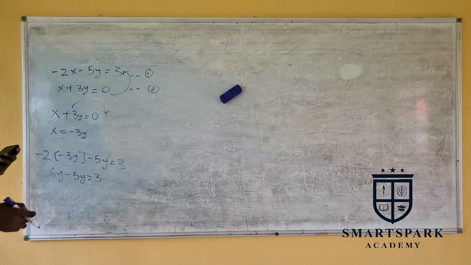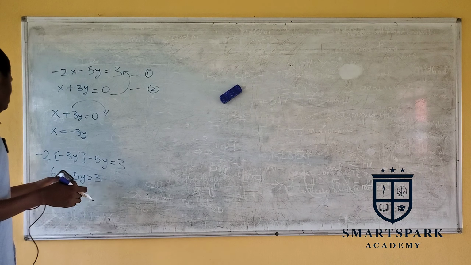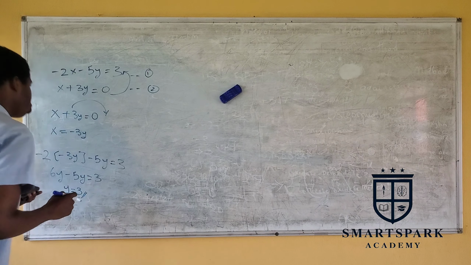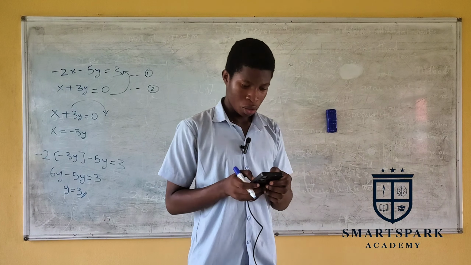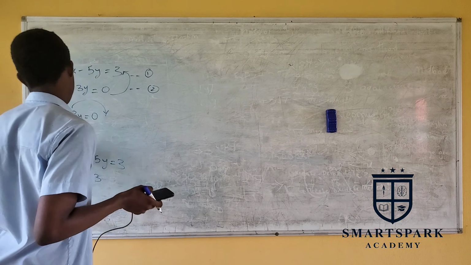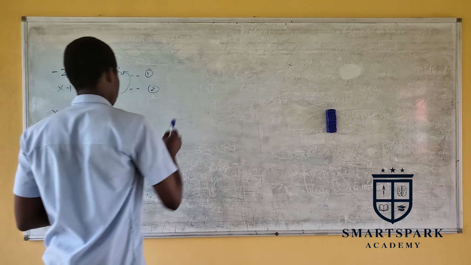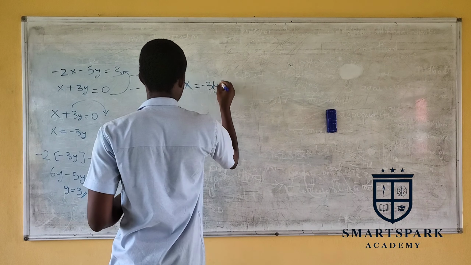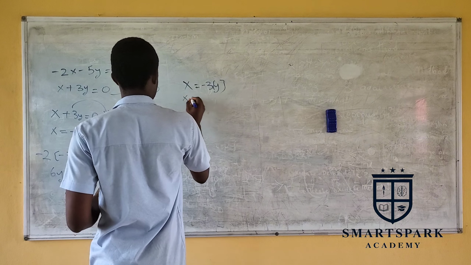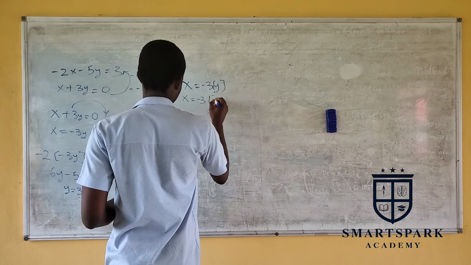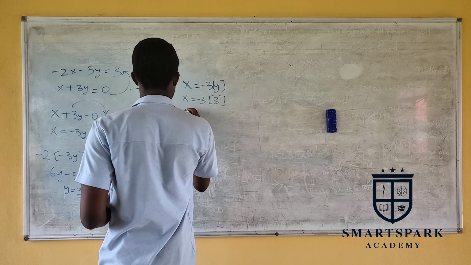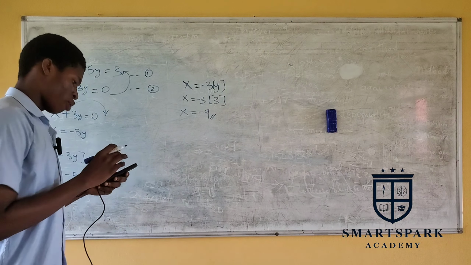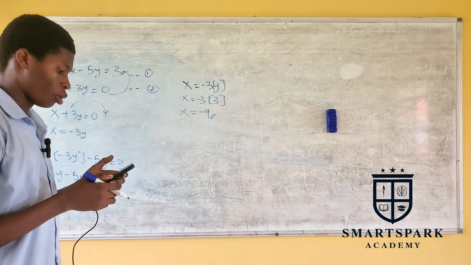6y minus 5y is y. So we have gotten our y: y is equal to 3. Now we substitute our y into x equals minus 3y. So x equals minus 3 times 3, which is x equals minus 9. So we have gotten our x and y values.